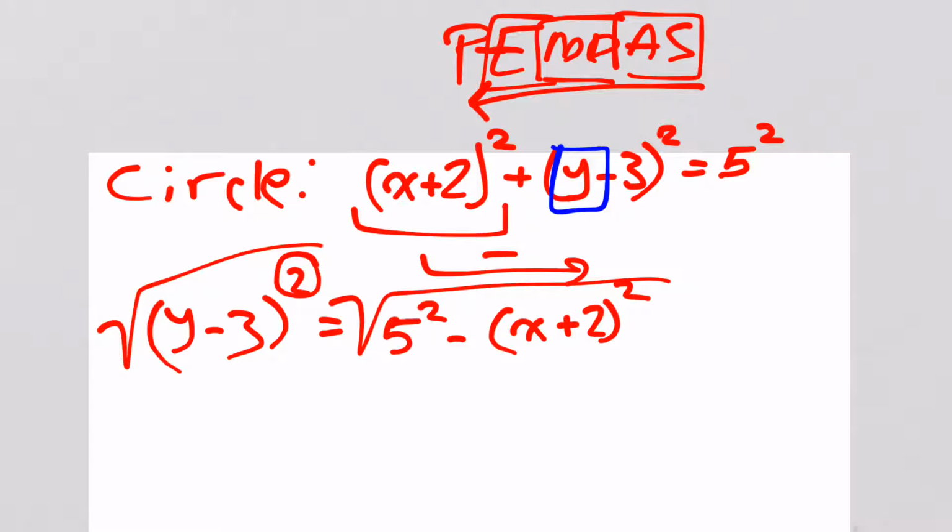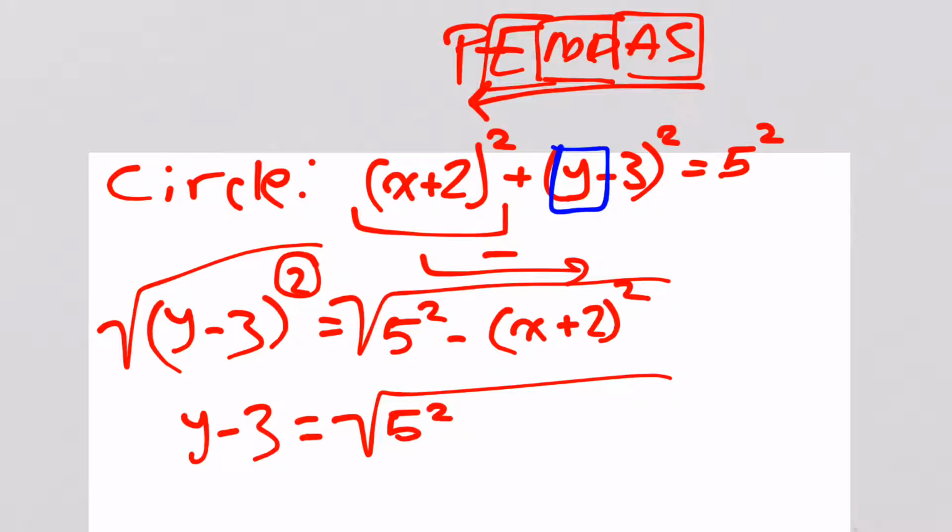So on the left, since I'm square rooting a square, those are inverse operations. I'm left with what's inside, y minus 3 equals. On the right, you're probably tempted to write 5 minus (x + 2), but that would be 100% incorrect. You cannot simplify this any further than what you have written right there. You cannot simply distribute a square root to each term of two terms or any number of terms added or subtracted together. You have to leave it like that. There's nothing else you can do.